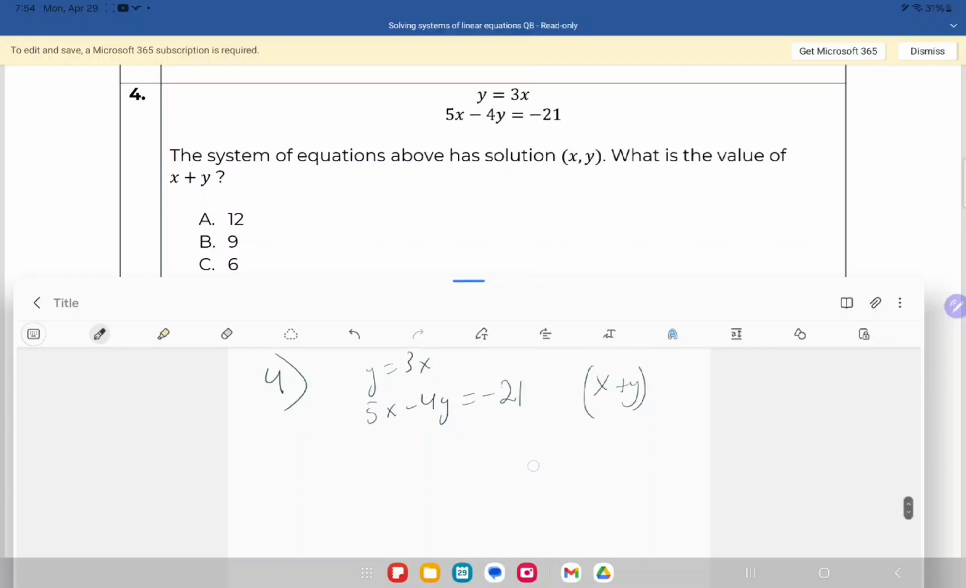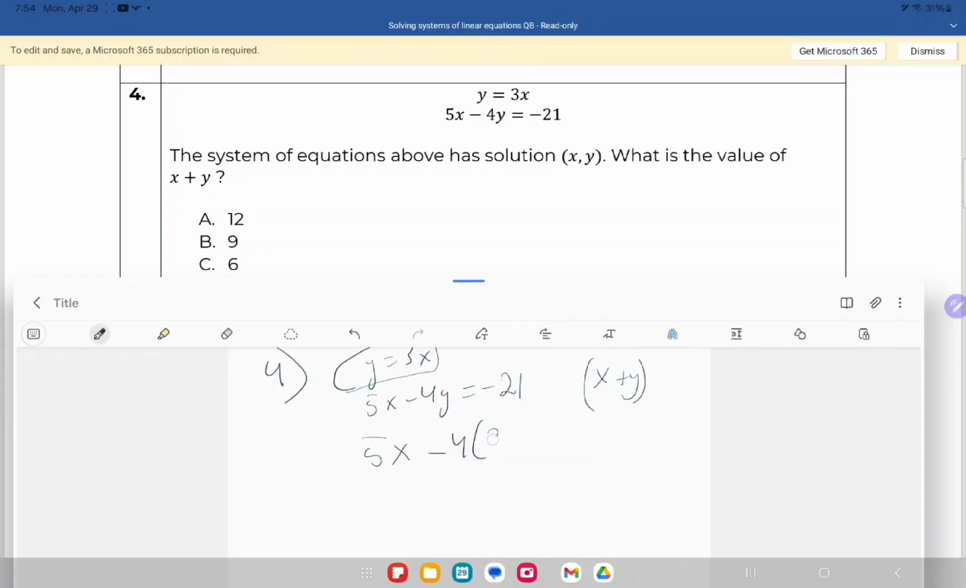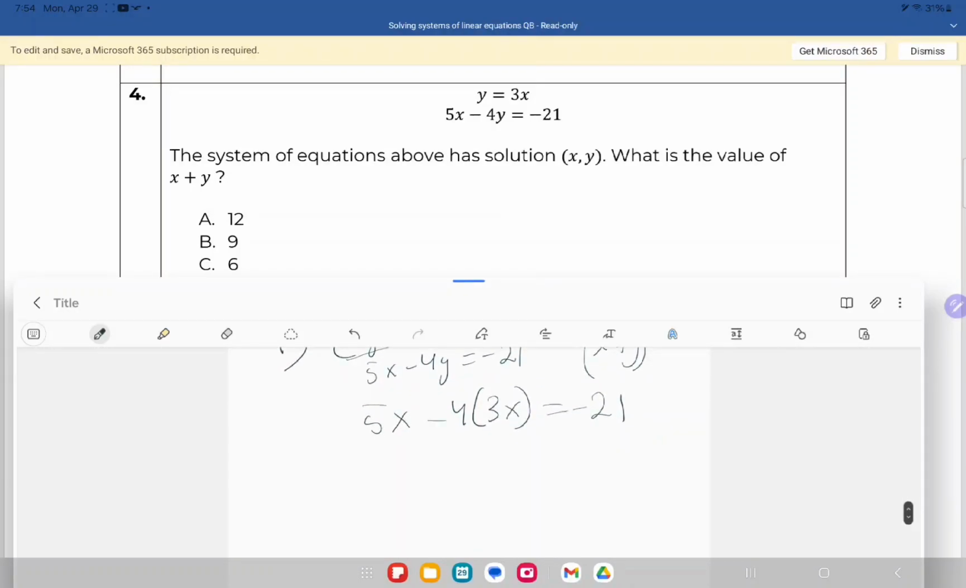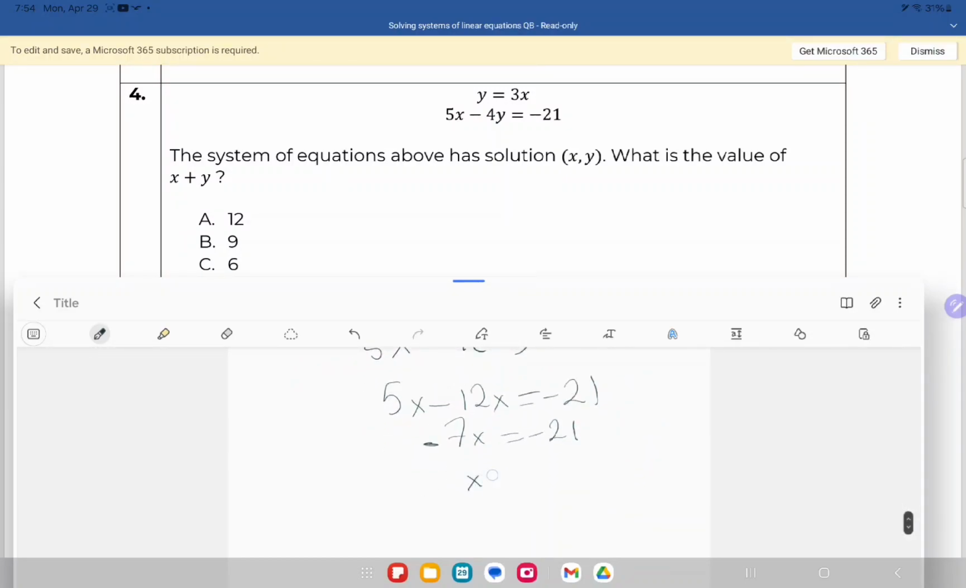Now this one is real quick. I already have y is equal to 3x, so can't I just use that? 5x minus 4 times 3x is equal to minus 21. I'm just using what I've got. So 5x minus 12x is equal to minus 21, so minus 7x is equal to minus 21. x is going to be equal to 3, which is D.